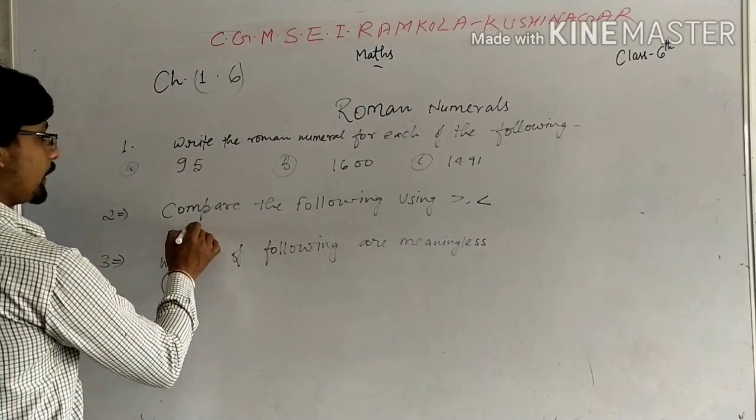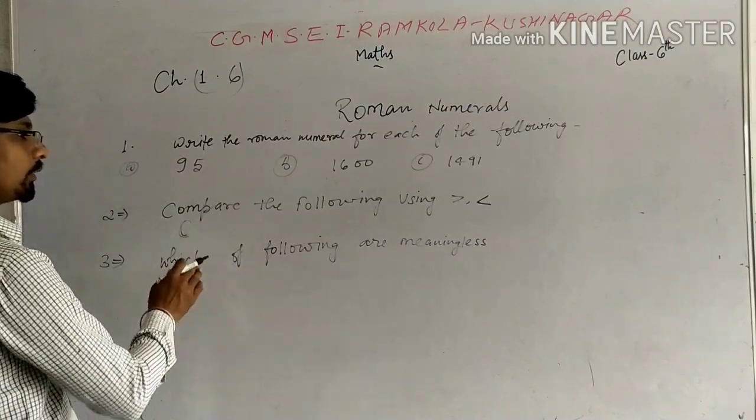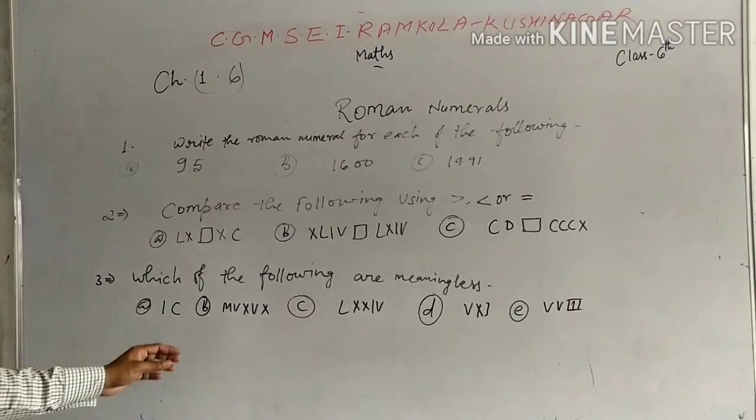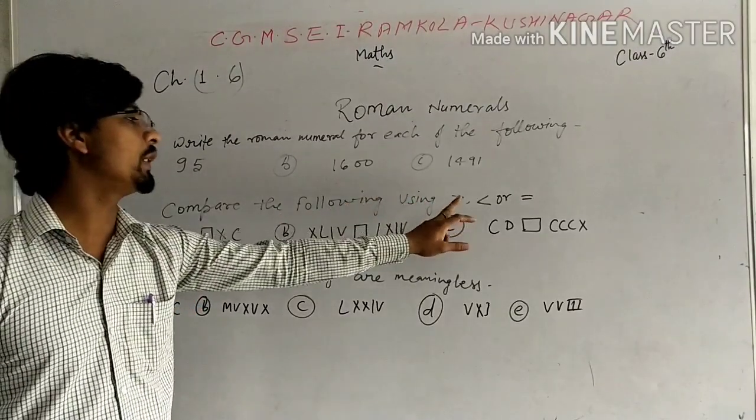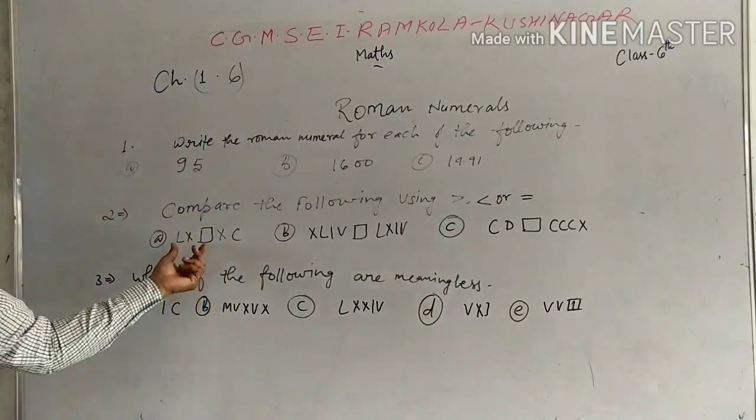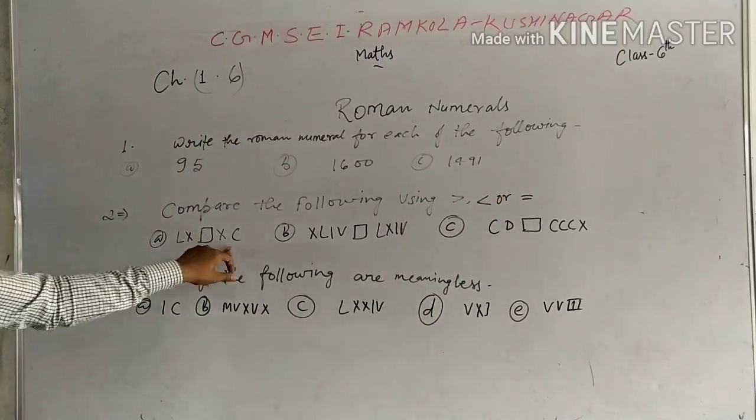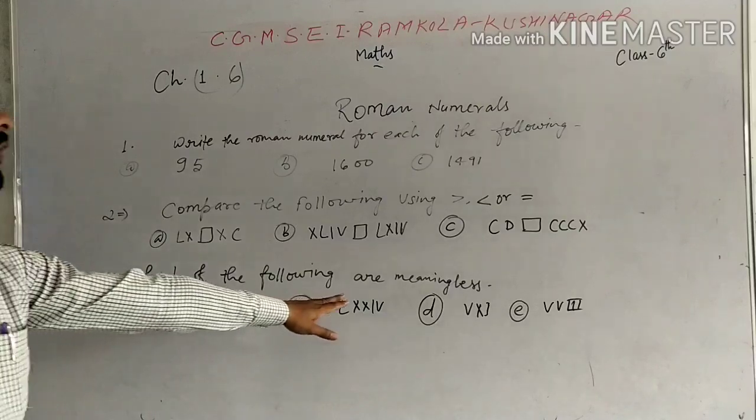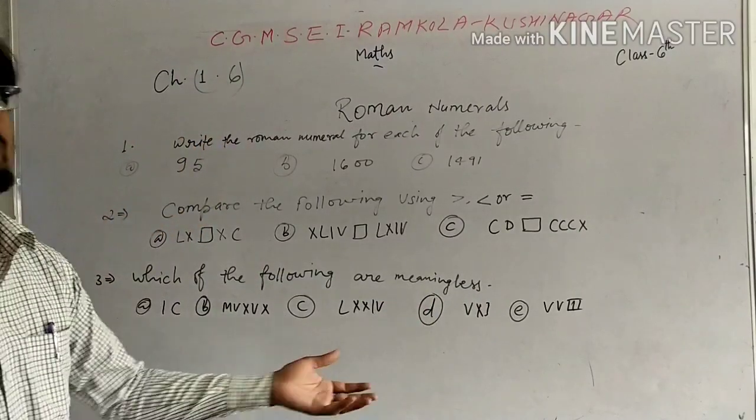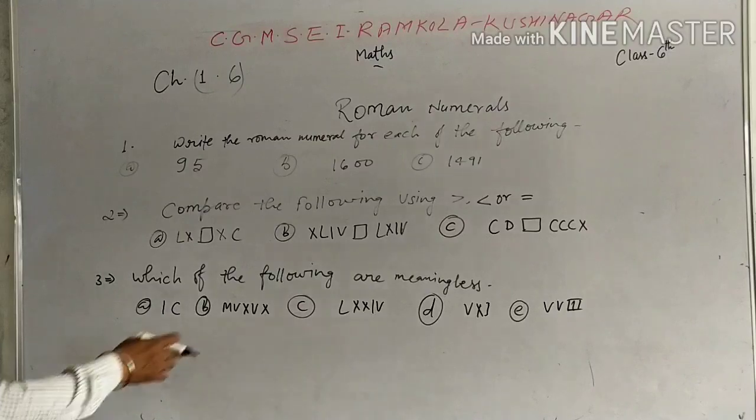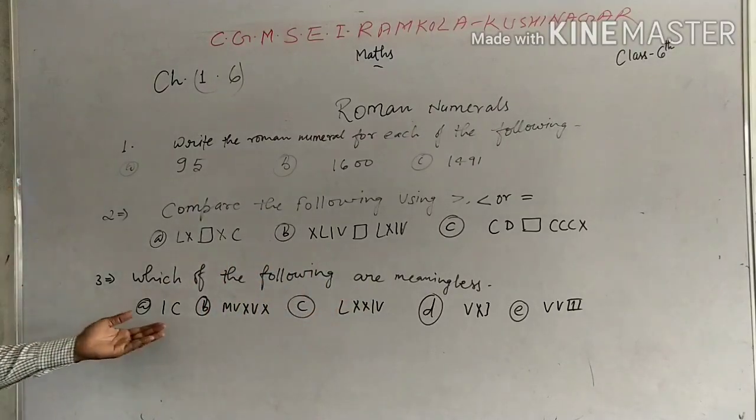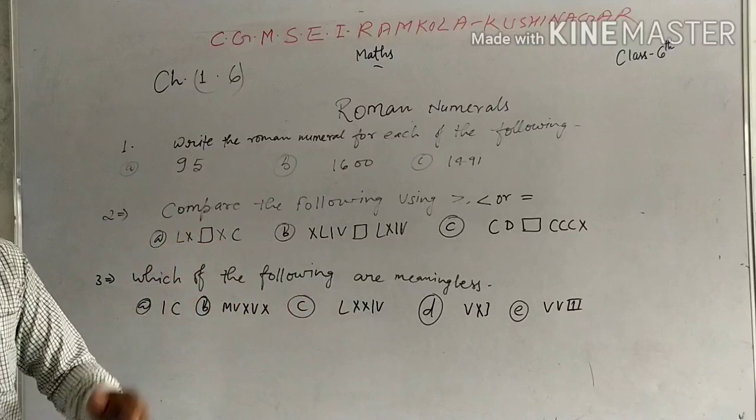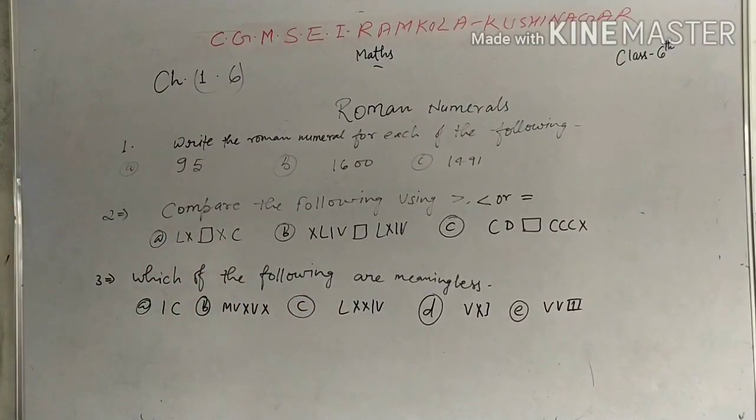Okay. And compare the following using greater than, less than or equal. You can see here LX, XC: which is greater, less than or equal, whichever is correct for you. And here, which of the following are meaningless? It means there is no meaning. You have to find out which are incorrect, like this and this. It is for your homework. Do it at your home. Okay. Thank you.